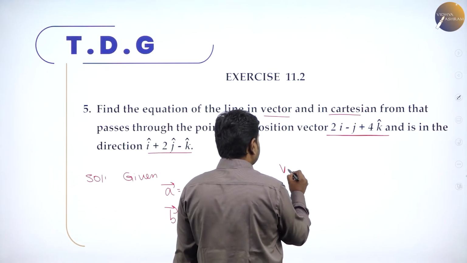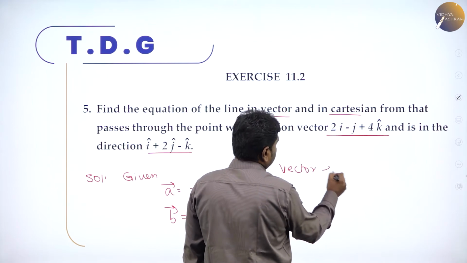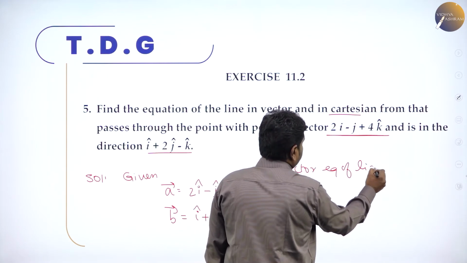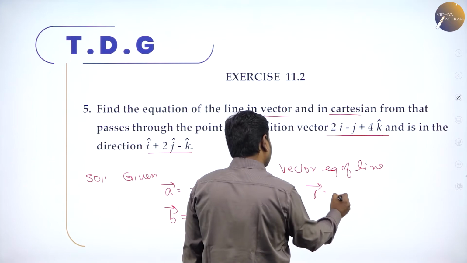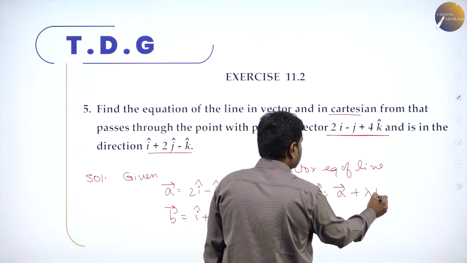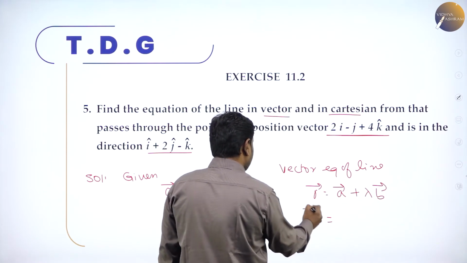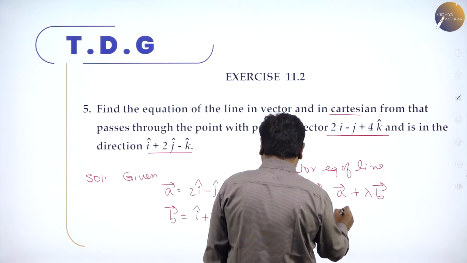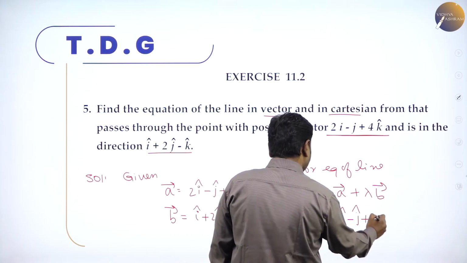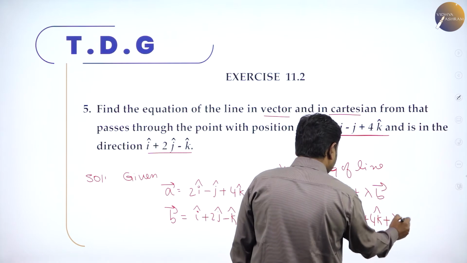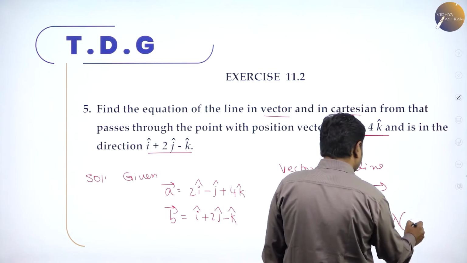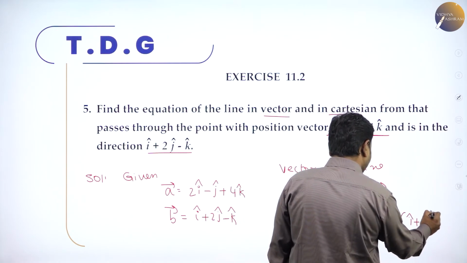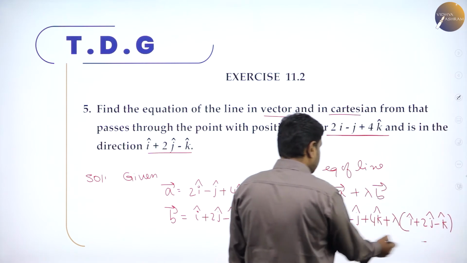So what is the vector equation of the line? The vector equation of the line is vector r equals vector A plus lambda times vector b. So vector r equals 2i cap minus j cap plus 4k cap plus lambda times vector b, where vector b is i cap plus 2j cap minus k cap.